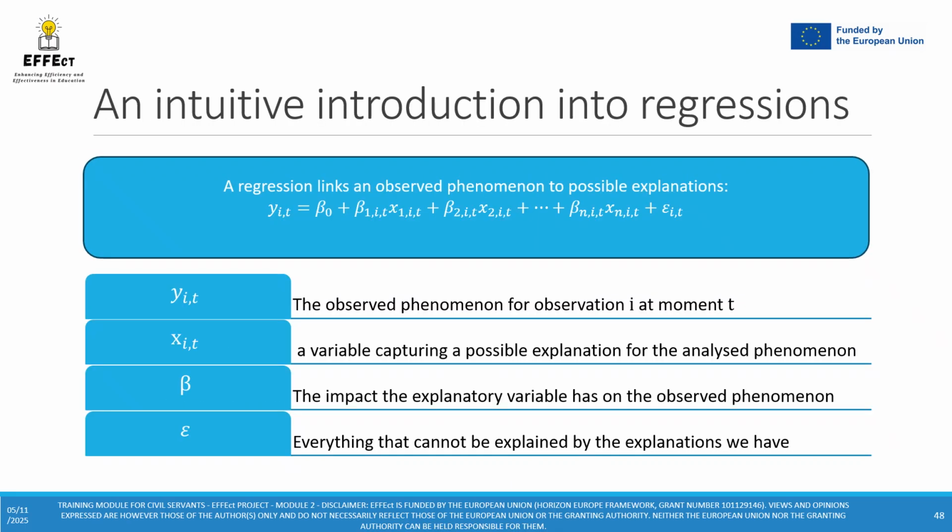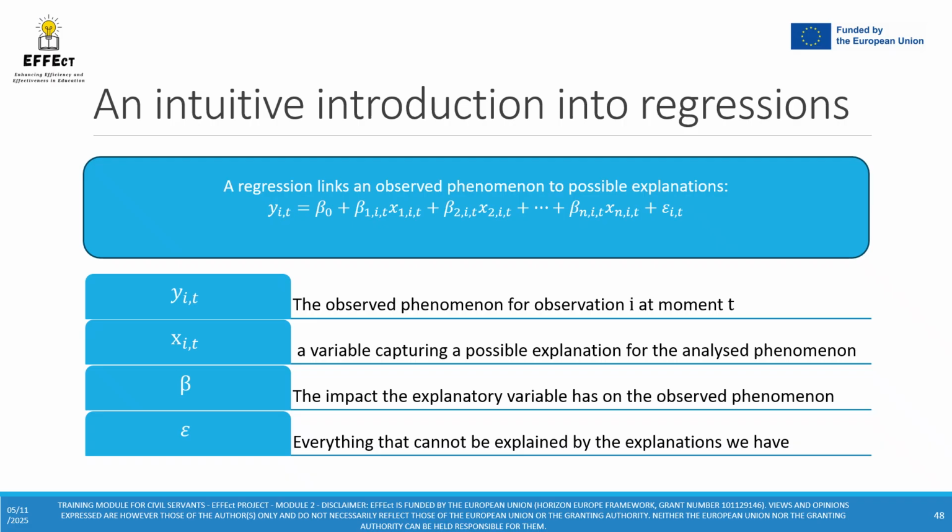Let us continue with an intuitive introduction into regressions. A regression links an observed phenomenon to possible explanations. This observed phenomenon, which is usually the phenomenon we want to explain, is written y, while the possible explanations are captured by the variables which are noted x. If now we have one phenomenon we want to analyze, y, and all the possible explanations x, the impact that these possible explanations x will have on the observed phenomenon are captured by the betas. So the betas are to some extent the impact that the explanation has on explaining the observed outcome, the observed phenomenon. So if you have a huge beta, the respective explanation x might have a huge impact. If we have a small beta, the impact might be smaller.